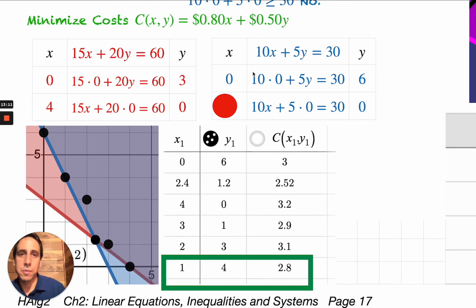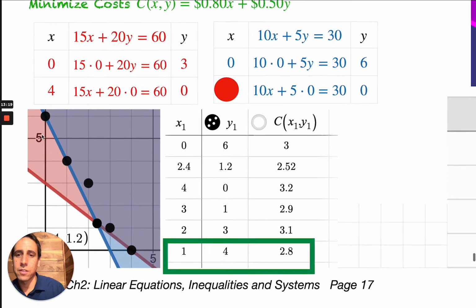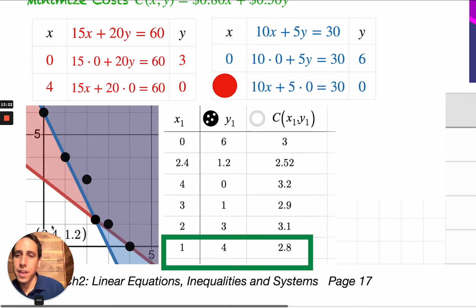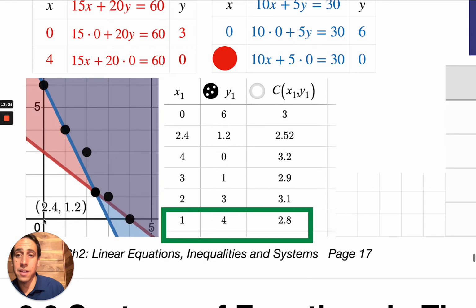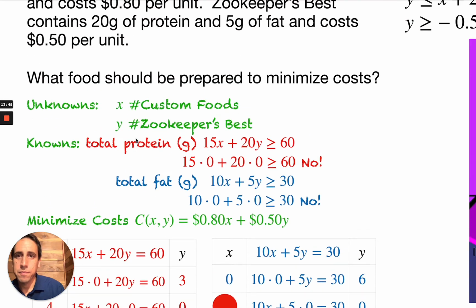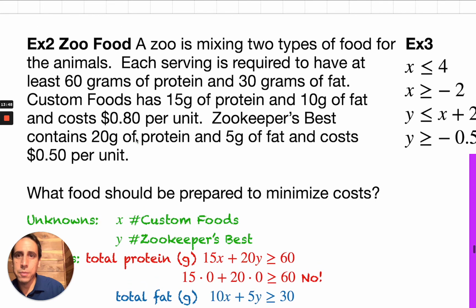Plug in 0 for x in the blue, and calculate y. Let's plug in 0 for y, and I bet you could calculate what x is right here. And so I've graphed both of these red and blue lines, and you can see 0, 0 is not a point that is allowed on either. So there it is. We've got 0, 0, and it doesn't get shaded. The other halves of the region get shaded, and this region actually gets shaded twice. So here we've got these lines, and we've got 2 types of foods. So what food should be prepared to minimize costs?